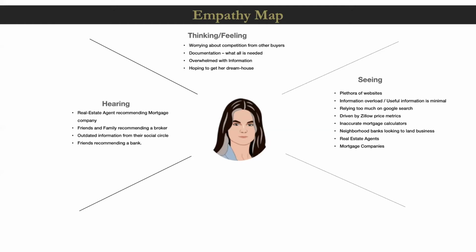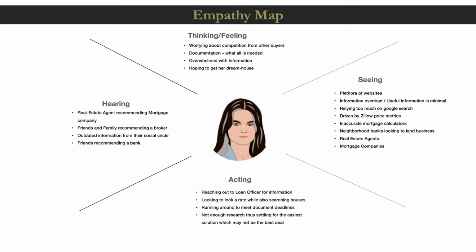What are they hearing? Friends and family have an ear, and they are providing all sorts of recommendations. The friends might be recommending a bank, a mortgage company. They might get some information that must have been applicable a year ago or 2 years ago, not so much today or 6 months from now. And finally, how are they acting? How are they processing all of this? What are they thinking, feeling, seeing, and hearing? And how are they acting out?